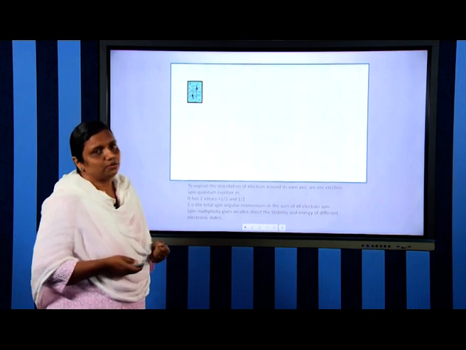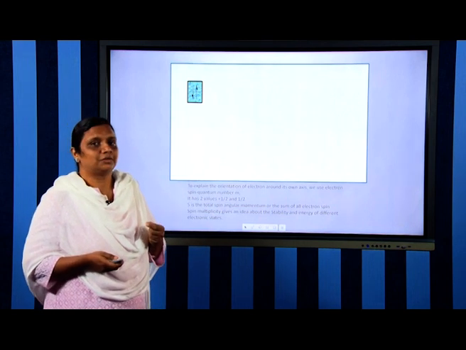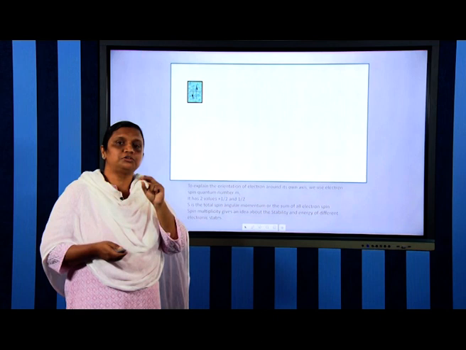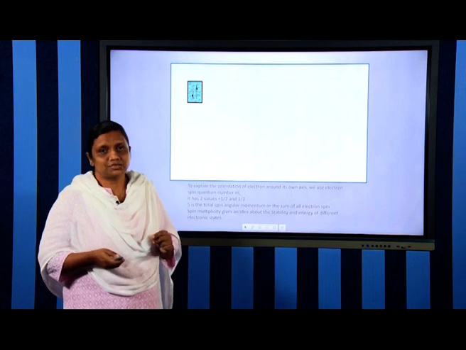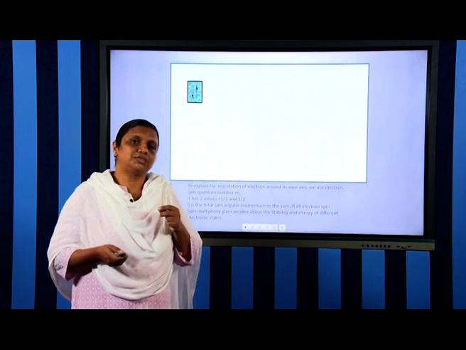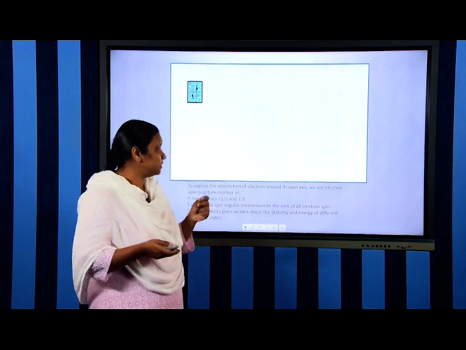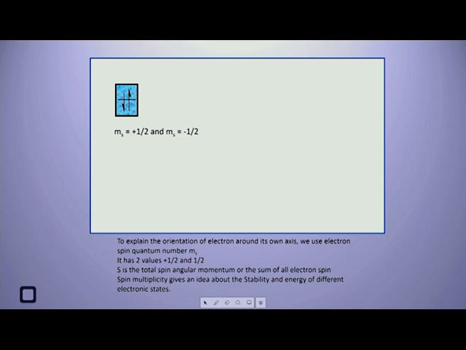Now, we use the spin quantum number ms to explain the orientation of the electron around its own axis. The spin quantum number has two values, plus half and minus half. If the orientation is in the clockwise direction, we say the spin quantum number is plus half. If it is anti-clockwise, we say the value is minus half. Here I have depicted two electrons in opposite spins. One electron has the value minus half, the other has plus half, and the total spin will be equal to 0.